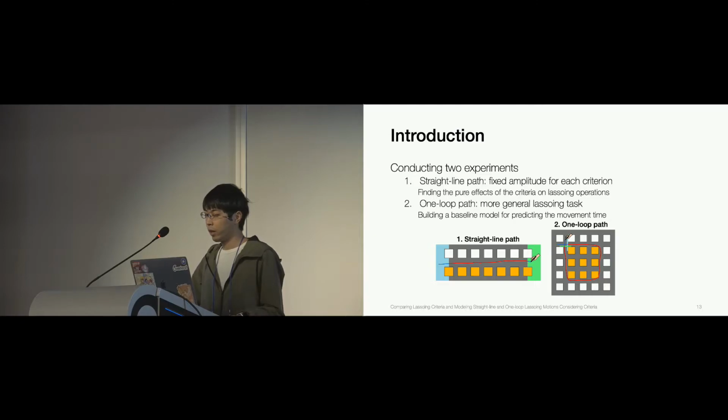In actual GUIs, there are many lassoing criteria, but its features are unclear, and a model considering the criteria does not exist. So, in this study, we conduct 2 experiments, straight line path and one loop path tasks. In the straight line path task, because the path amplitude is fixed for each criterion, we believe to find the pure effects of the criteria on lassoing operations. And because the lassoing operations consist of the steering through a straight line path and turning at a corner, by conducting the task, we believe to build a baseline model for the lassoing operations.